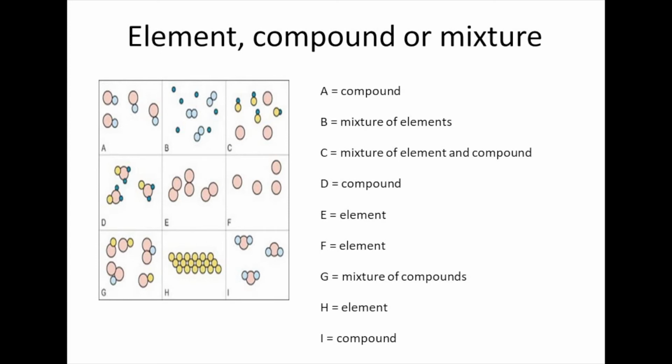G, a mixture of compounds, because you have 2 pinks and a blue, and you have a pink and a yellow. Now, they're both compounds, but they're not all chemically joined together. So it's a mixture of compounds. H is an element, all the atoms are the same, and I is a compound.